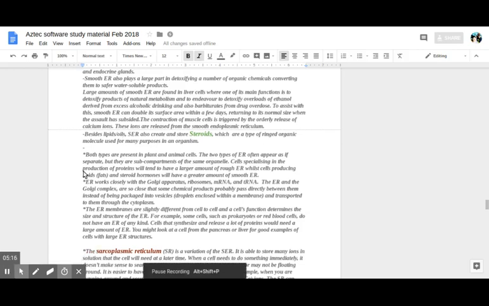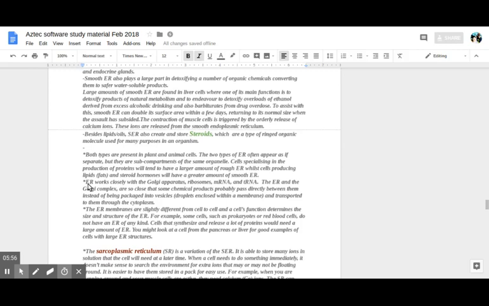Both types of endoplasmic reticulum are present in plant and animal cells. The two types often appear as if separate but are subcompartments of the same organelle. Cells specializing in the production of proteins will tend to have a larger amount of rough ER, while cells producing lipids and fats and steroid hormones will have a greater amount of smooth ER. And I'll put in what the steroid molecule looks like.